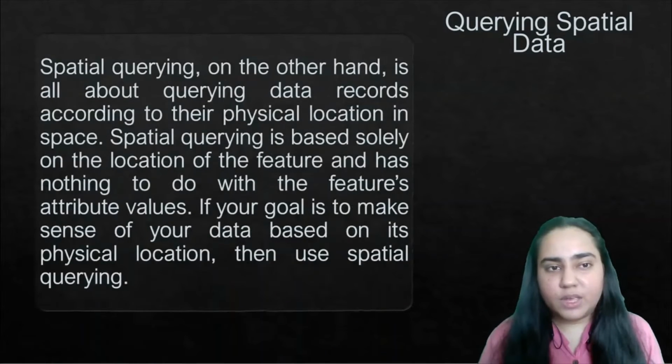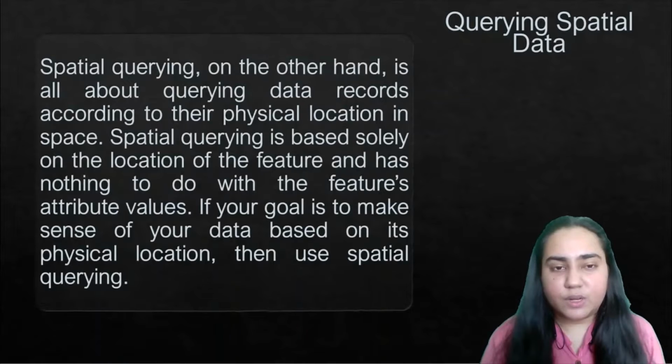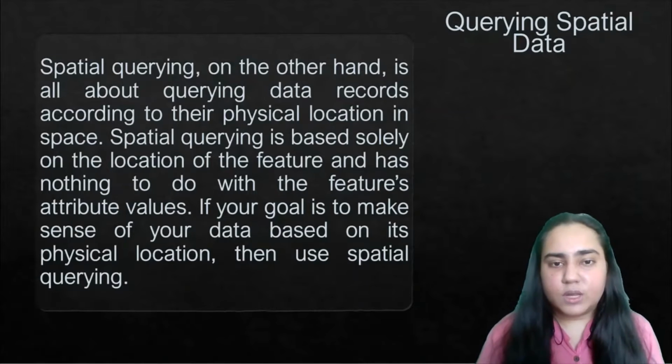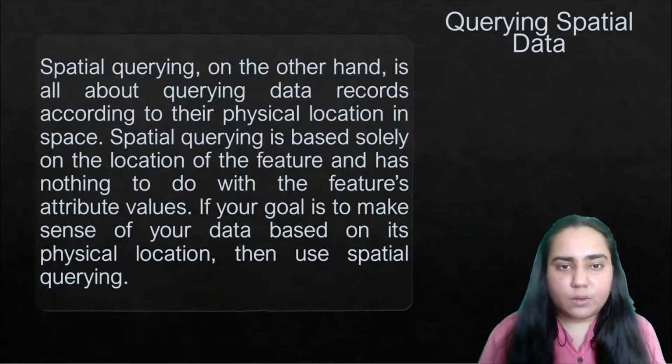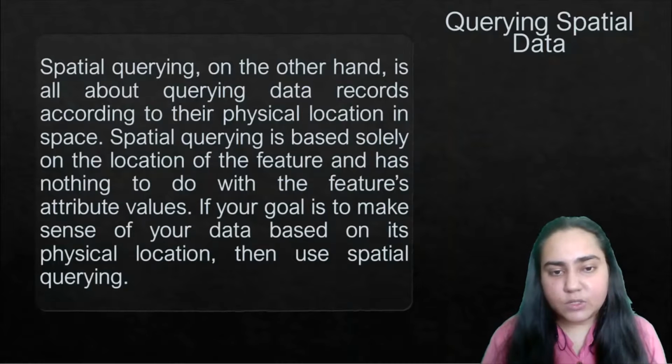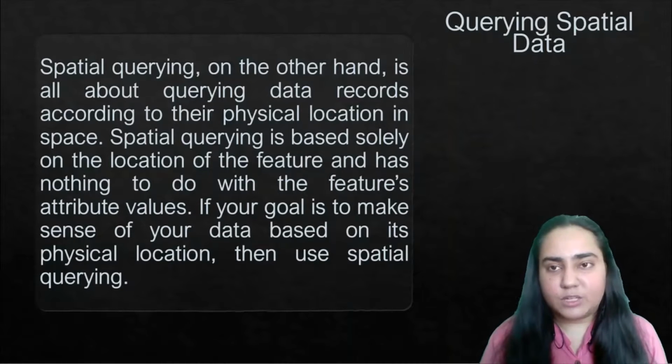Spatial querying, on the other hand, is all about querying data records according to their physical location in space. Spatial querying is based solely on the location of the feature and has nothing to do with the feature's attribute values. Attribute values could be something like how much snow is there, how much heat is there, but all that is set aside, and you just want to find where the place is located. So if your goal is to make sense of your data based on its physical location, then you would be using spatial querying.